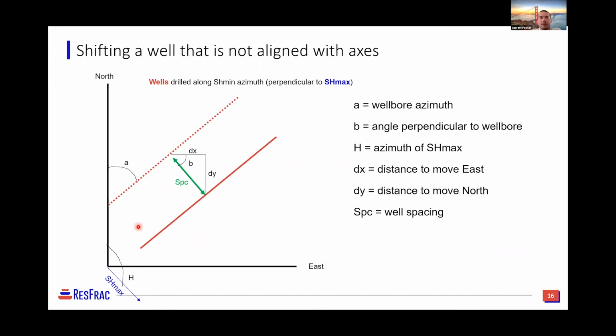And then I've also labeled SH max as the angle H. In this particular case, SH max and B are going to be the same. So these wells are optimally oriented such that they were drilled along the azimuth of SH min. What we want to calculate is dx and dy, so that for any given point along this wellbore, we know where the corresponding point on the new well would be.